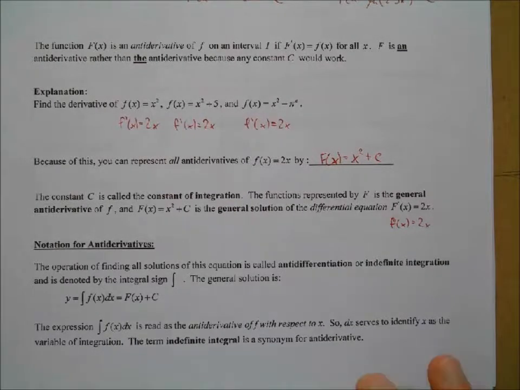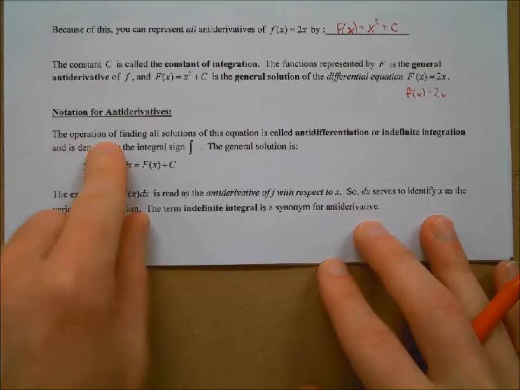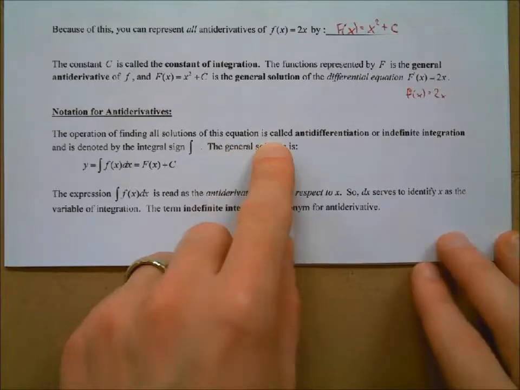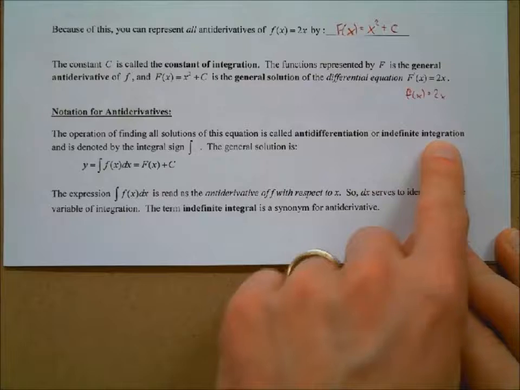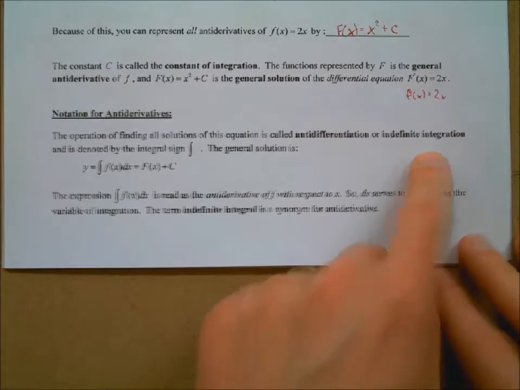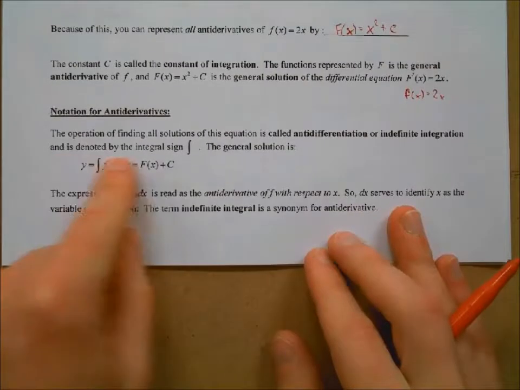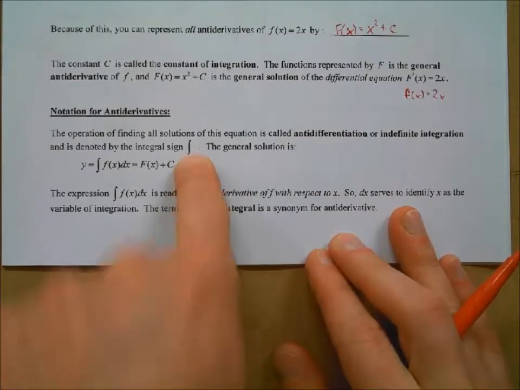Okay, so notation for antiderivatives. The operation of finding all solutions of this equation, when you find an antiderivative, is called antidifferentiation or indefinite integration. We'll talk about indefinite integration and definite integration a little bit later too. It is denoted by the integral sign. I don't know what that thing is called, but that's the integral sign.